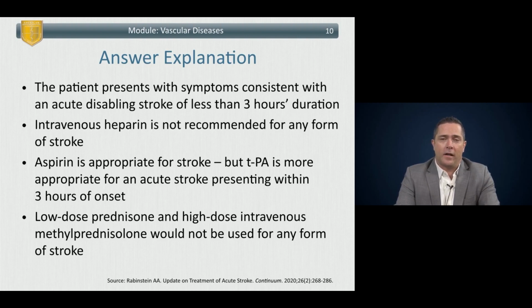Other answer options. Intravenous heparin is no longer recommended for any form of stroke. In the past, many years ago it was. There are no recommendations for IV heparin for any stroke subtype. While aspirin is often appropriate for stroke, and maybe in the future for this patient, in his acute presentation, TPA is the more appropriate treatment. Low-dose prednisone and high-dose intravenous methylprednisolone would not be indicated for stroke. It would be for some other neurologic disorders.